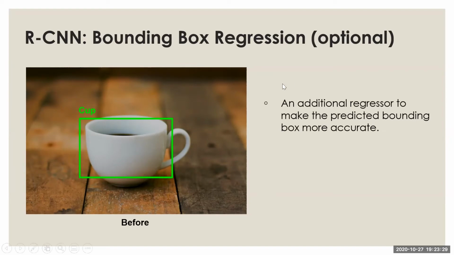When the selective search algorithm proposes a region like this, it might not be really accurate, right? For example, here it doesn't really enclose the cup. So what you can do is also feed the feature vector to the bounding box regressor, which will adjust the bounding box so that it fits the object. We're not going to dive deep into how this works, but it's an optional step that can increase the accuracy of the bounding box.